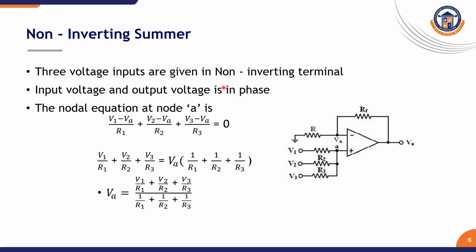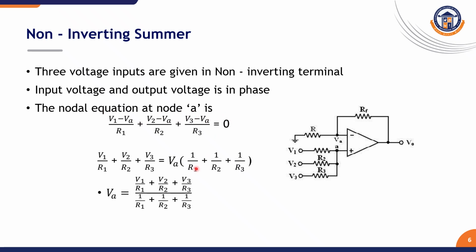Non-inverting summer. Three input voltages are given to the non-inverting terminal of the operational amplifier, so it is called a non-inverting summer. The voltage at the inverting terminal be VA, so the voltage at the non-inverting terminal will also be VA. We have to find out VA at node A. By applying KCL, we can write the nodal equation at node A.